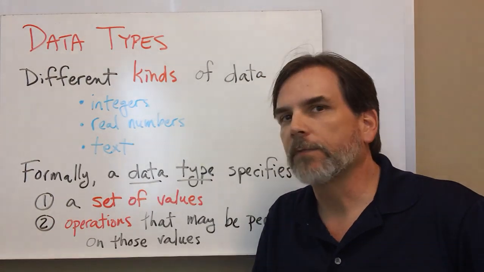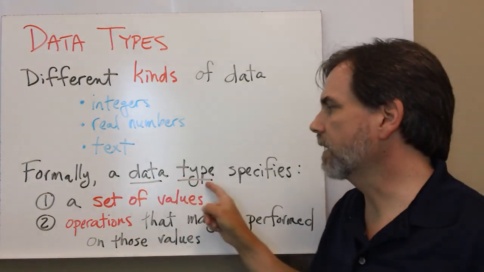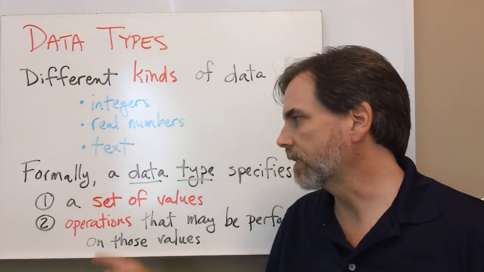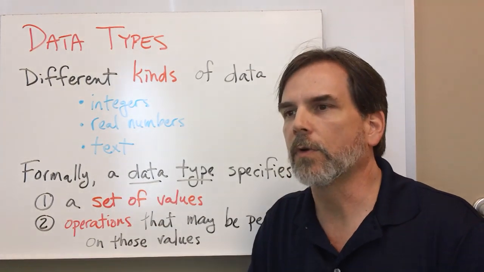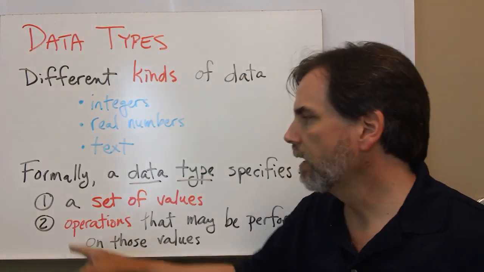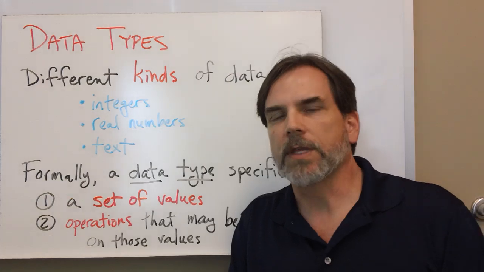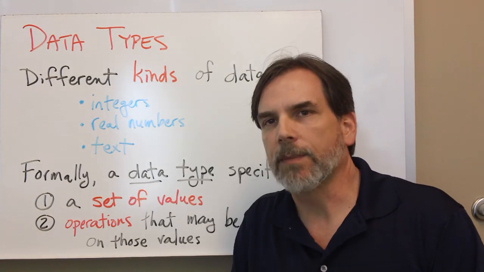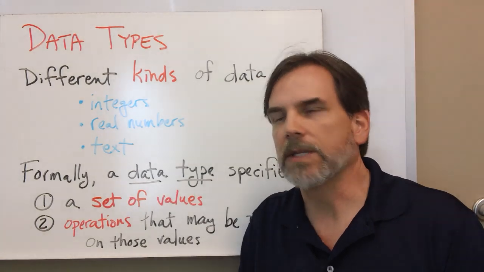Now, formally, from a computer science definition standpoint, a data type is something that specifies a set of values, like the set of all integers, for example, or a range of integers, and then the operations that may be performed on those values. Those things constitute a data type. Today we're going to be talking about the values and how you represent them in a C program.